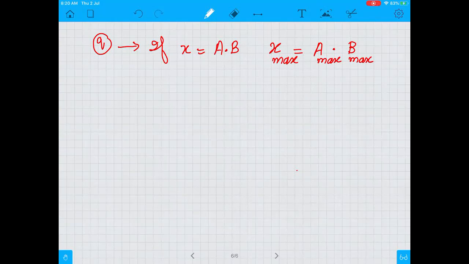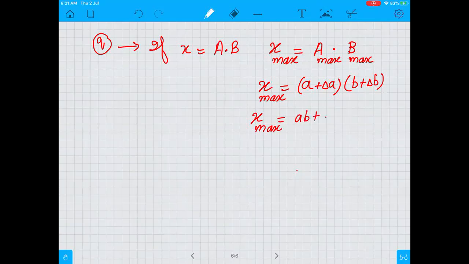So if we multiply the maximum value of a with the maximum value of b, we get the maximum value of x. When you add the uncertainty, you get the maximum values. So maximum value of x will be equal to ab plus a delta b plus delta a b plus delta a delta b. So this is the maximum value of x.